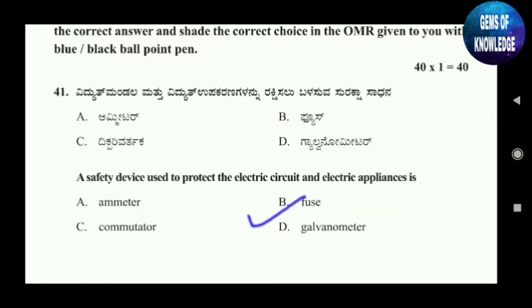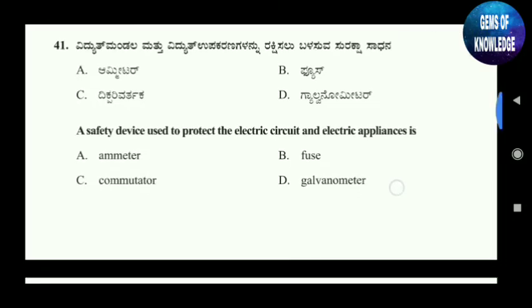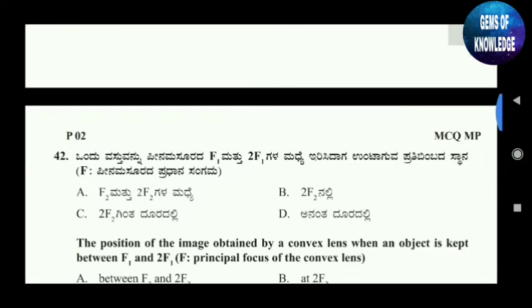Because you all know that ammeter and galvanometer are the instruments which are used in measurement of current, whereas commutator is something which is used in reversing the direction of the current. So this is used in the case of generator and motor. But here the correct answer is fuse, B1, fuse. Next, going to the next question.